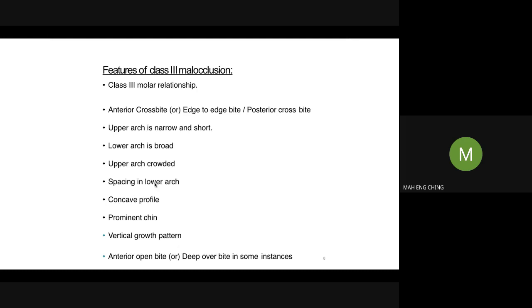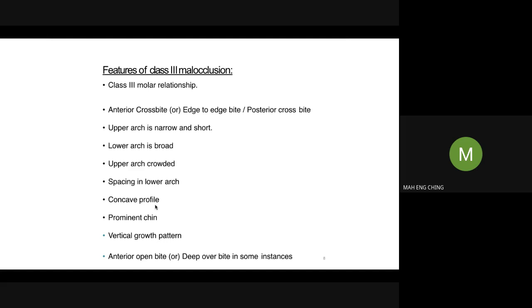Then they have a concave profile. Concave profile means when you see the patient from the side and look at the facial profile, it is a bit concave. So Class 2 is usually convex, Class 3 is usually concave, and Class 1 usually has a straight profile. Then they usually have a prominent chin, which is due to a longer lower jaw.